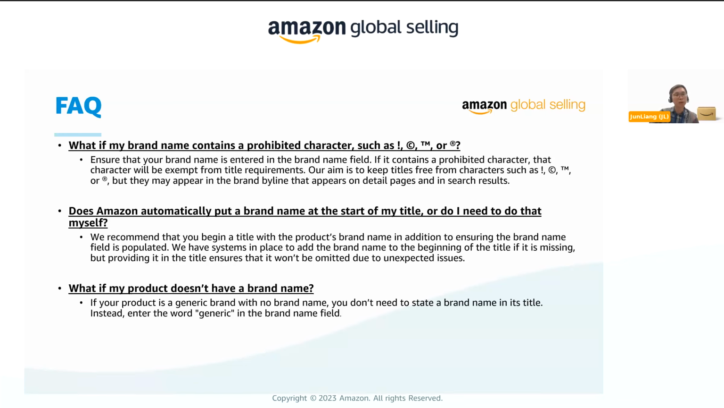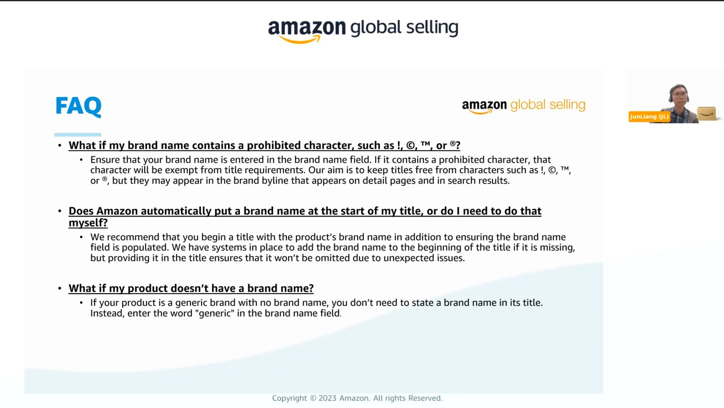Another question regarding listing is: does Amazon automatically put the brand name at the start of my title, or do I need to do that myself? We do recommend that you begin the title with the product's brand name, in addition to ensuring the brand name field is populated. There are some systems in place to make sure the brand name is added to the beginning of the title if it's missing. But do try to provide it, so that there won't be any issues of your listing getting suppressed or not listed.